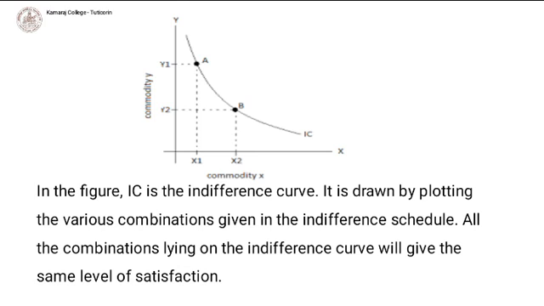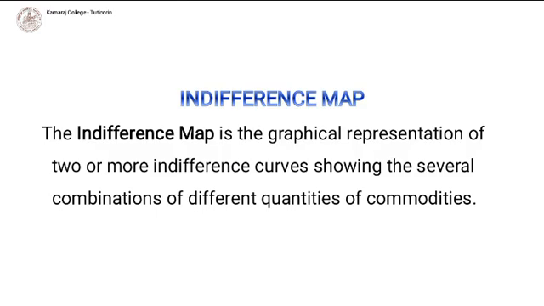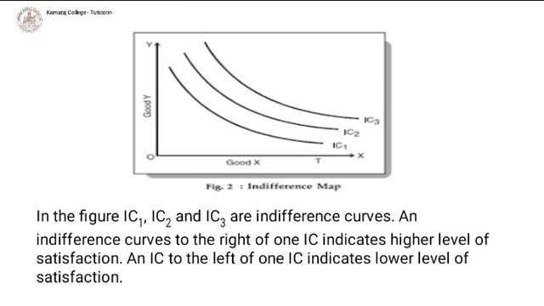Indifference map. An indifference map is a set of indifference curves. The indifference map is a graphical representation of two or more indifference curves showing the several combinations of different quantities of commodities. In the figure, IC1, IC2 and IC3 are different indifference curves. An indifference curve to the right of another indicates a higher level of satisfaction, and one to the left indicates a lower level of satisfaction.